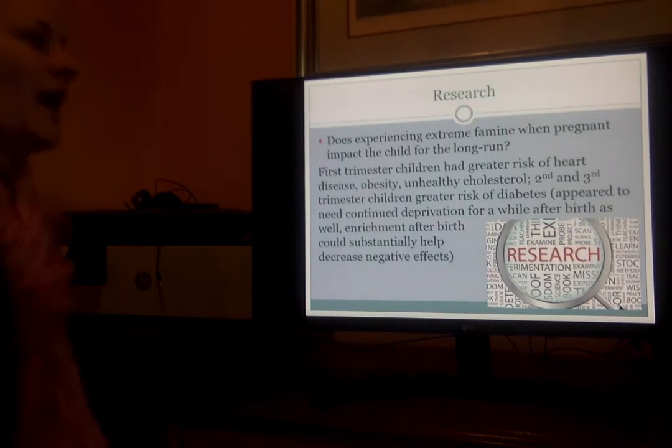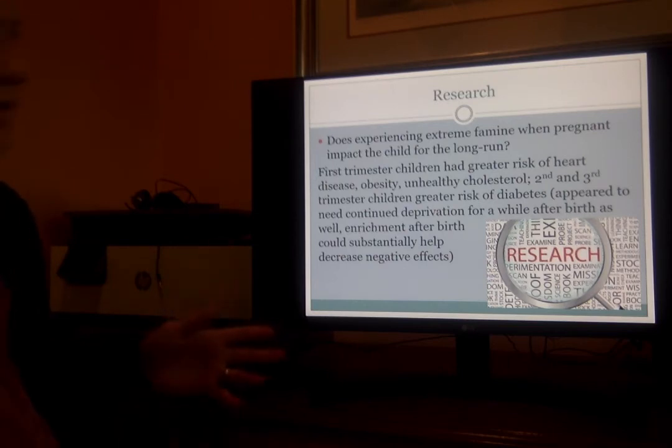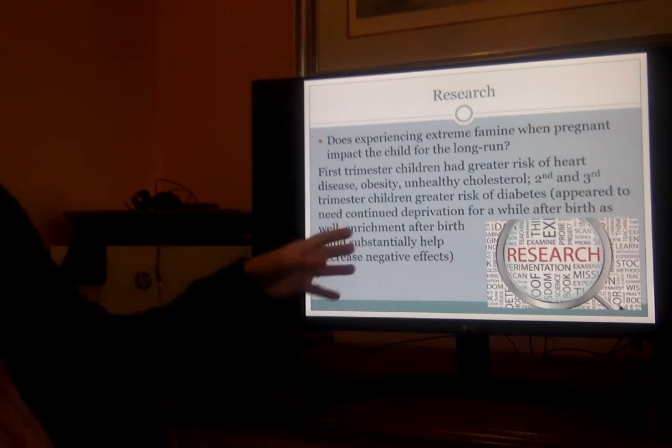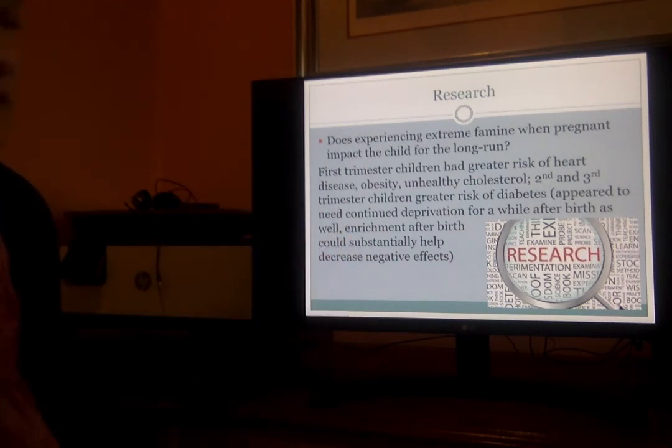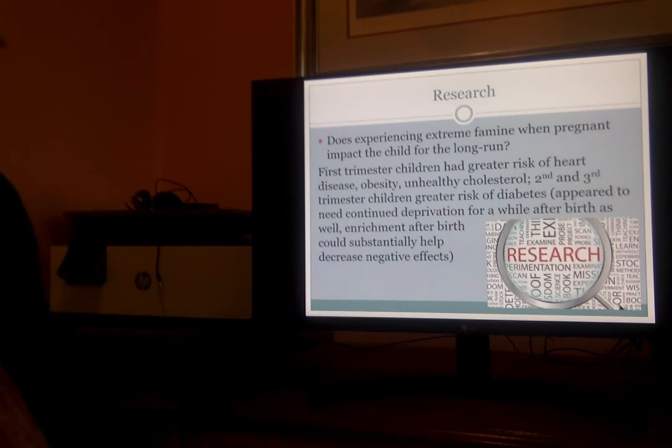Okay, so here's another historical issue. We talked a little bit about Chernobyl, so this is another issue. This is based off something that happened in World War II, I believe in Poland. So the question, again looking at things through the eyes of research: does experiencing extreme famine when pregnant impact the child for the long run?